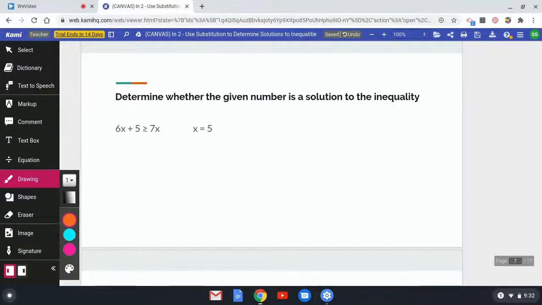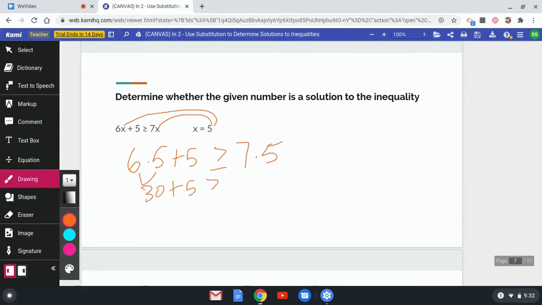All right, pause and try this one. Okay, we have 6 times x plus 5 is greater than or equal to 7x, for x equals 5. So wherever I see x, I'm going to substitute in and put 5. So I have 6 times 5 plus 5. Is that greater than or equal to 7 times 5? Let's see. 6 times 5 is 30. 7 times 5 is 35.